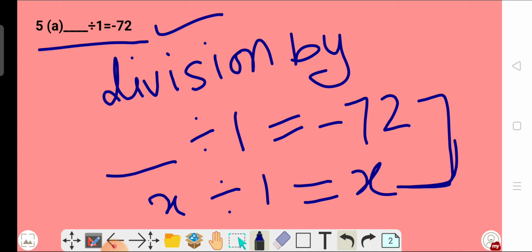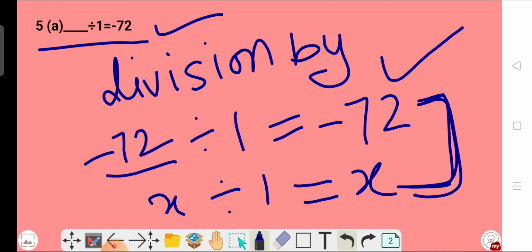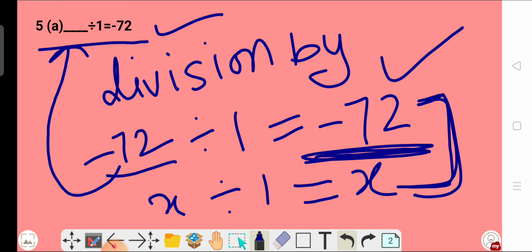When we compare these two equations, what we have to put here? The same resultant. So the blank in this part is filled by minus 72. So the answer of A part is minus 72 because whenever we divide any integer by 1, we will get the same resultant. So we have resultant minus 72 and division by 1. So the answer is minus 72. I hope you will get it.